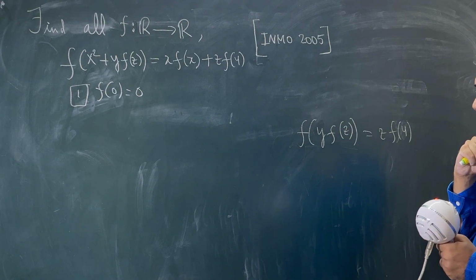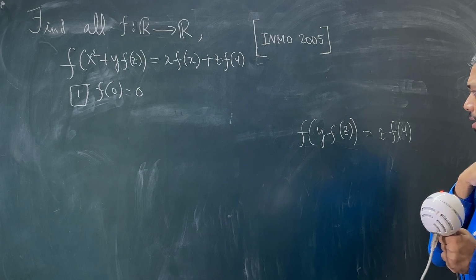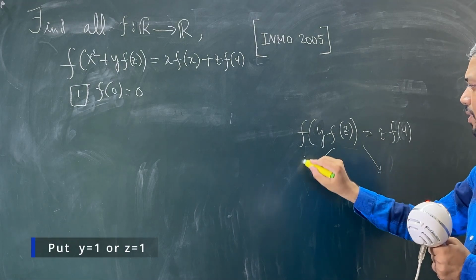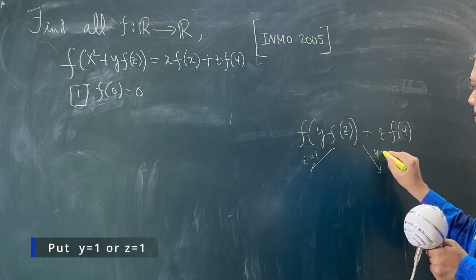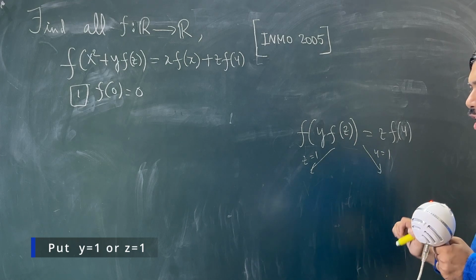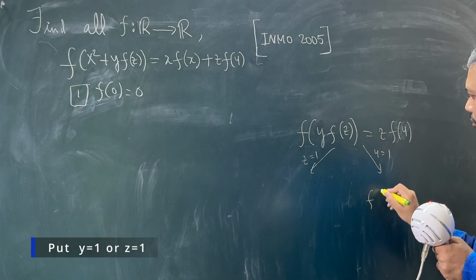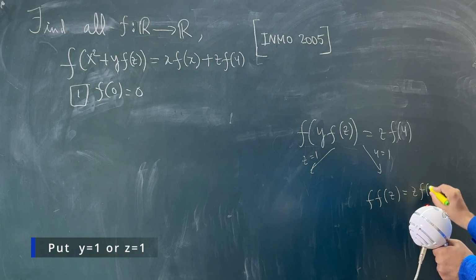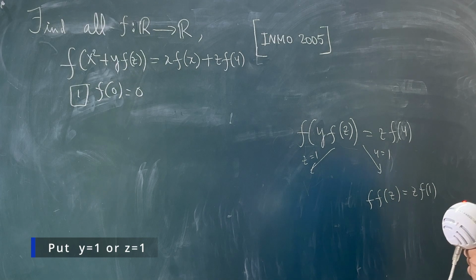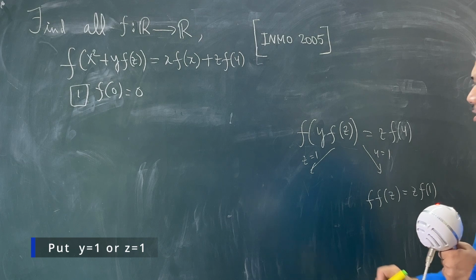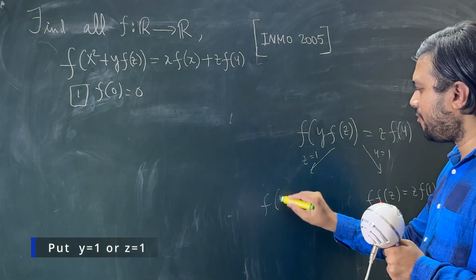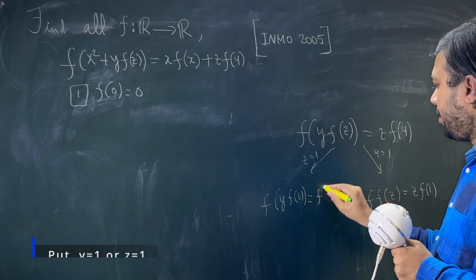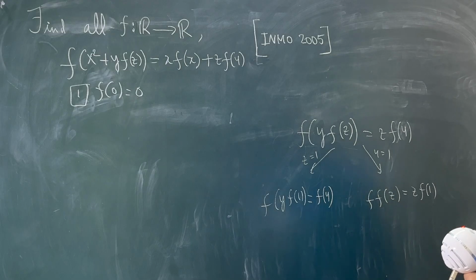So let's try to put z as something else. Let's try to put, say, z is 1 or y is 1. We have two possibilities. If y is 1, I'll get f of z is z times f of 1. If you put z is equal to 1, you will see that f of y times f of 1 is equal to f of 1. Now let's see what happens here.